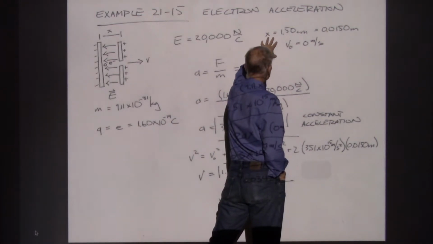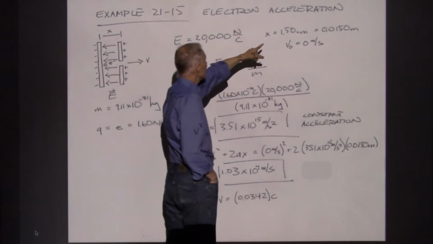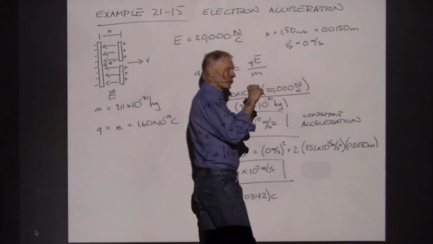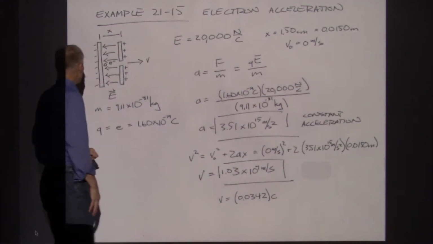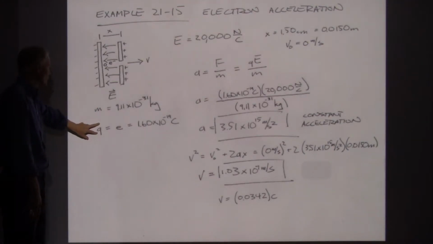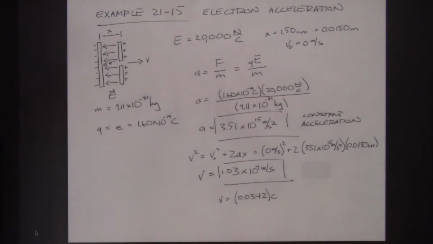The distance that the electron will travel between the two plates is 1.5 centimeters, 0.015 meters. It's going to start from rest. The mass of the electron is 9.11 × 10^-31 kilograms. The charge of the electron is little e. So we've been using this little e as a symbol, and little e corresponds to 1.60 × 10^-19 coulombs.